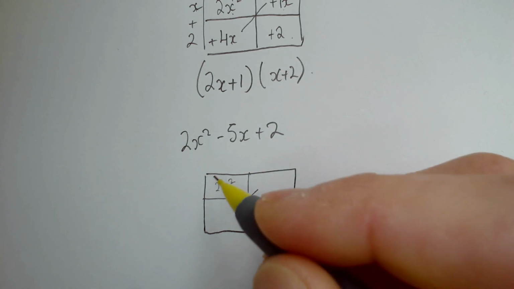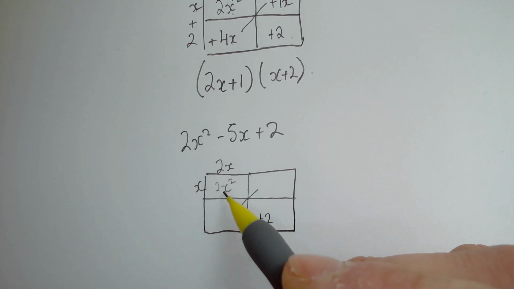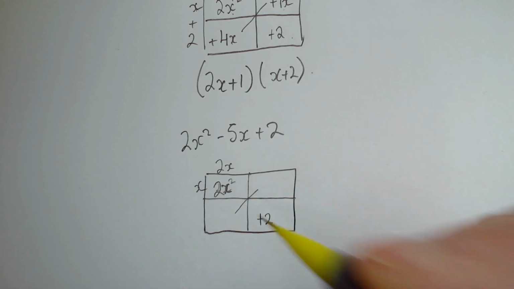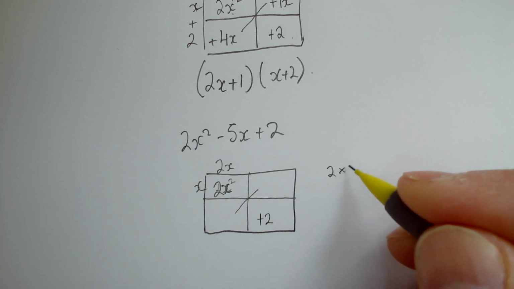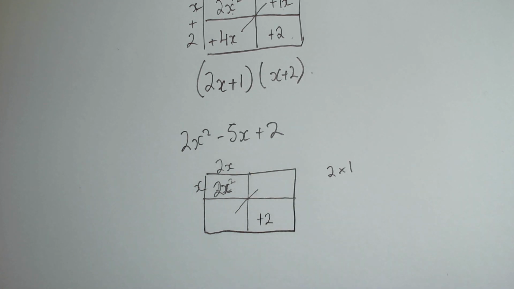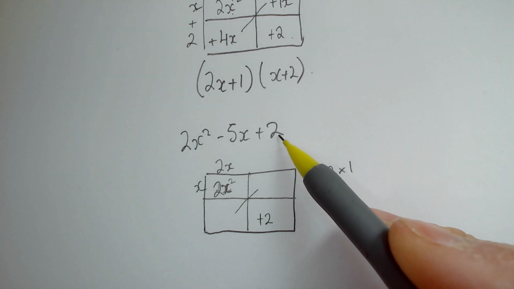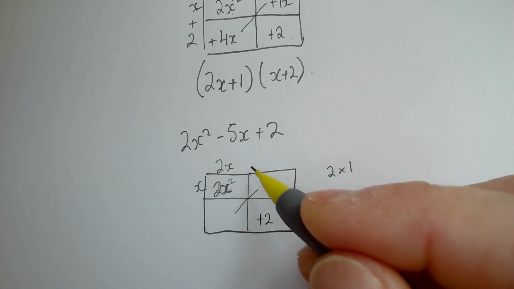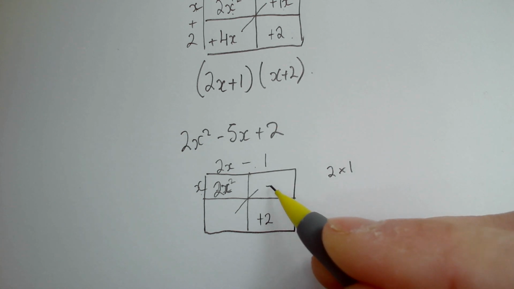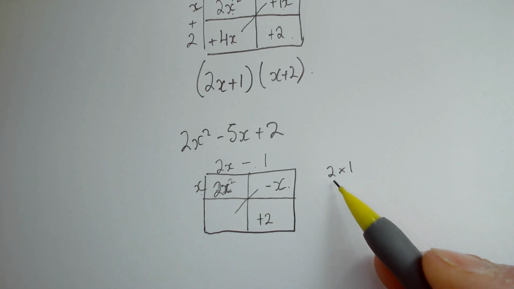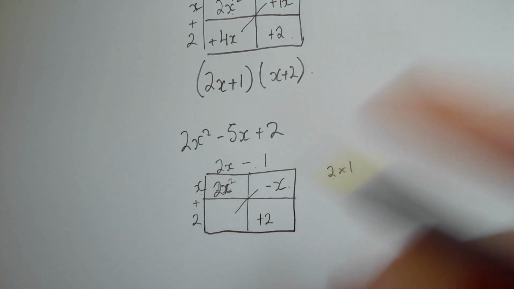So what are the factors of 2x squared? Well, they are 2x and x, because x times 2x is going to give us 2x squared, all right? What are our factors of 2? Well, if we say we have 2 times 1, now bear in mind we want to get minus 5x here, okay? And minus 2 times minus 1 will, of course, give us plus 2, okay? So let's say we have minus 1 here, and we can say x times minus 1 is minus x, all right? And then our other factor is 2, and we can put plus 2 here. And, sorry, that should be a minus 2.